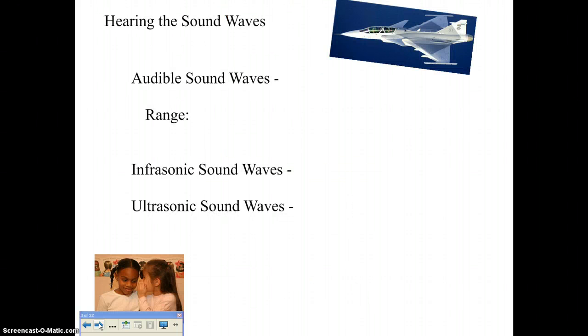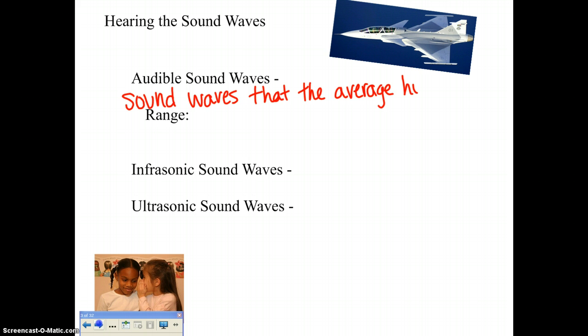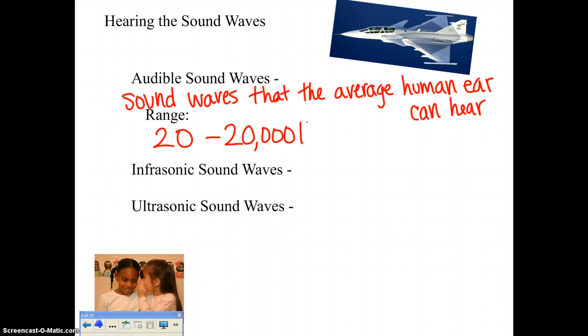All right, hearing the sound waves. Audible sound waves. These are sound waves that the average human ear can hear. The range is from 20 to 20,000 hertz.